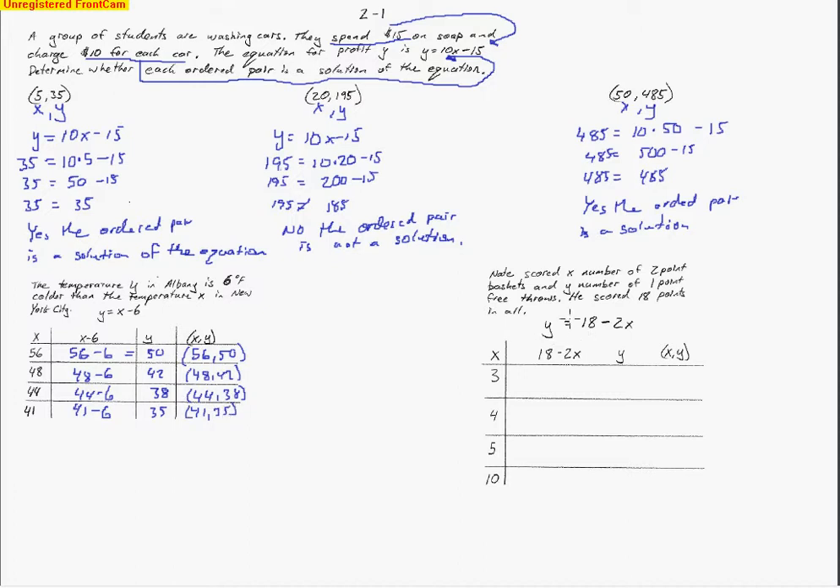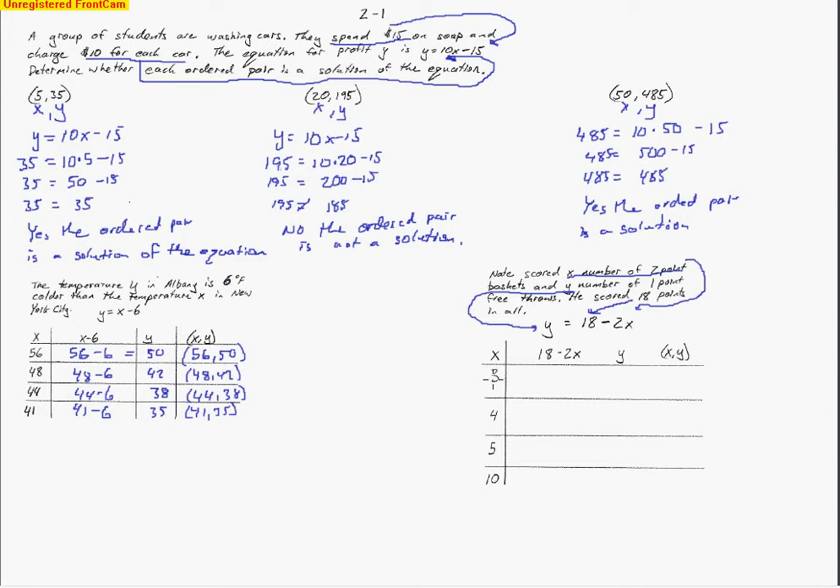Well, same sort of thing on this one, just a little bit more involved. So it says Nate scored X number of 2-point baskets. So X number of 2-point baskets, that's this part right here. And Y number of 1-point free throws. Well, he ended up scoring 18 points altogether. So this is like the total right here. And so if I take the amount of 2-point baskets, times the number of points as well, away from the total, that'll give us Y, which is the number of 1-point baskets.